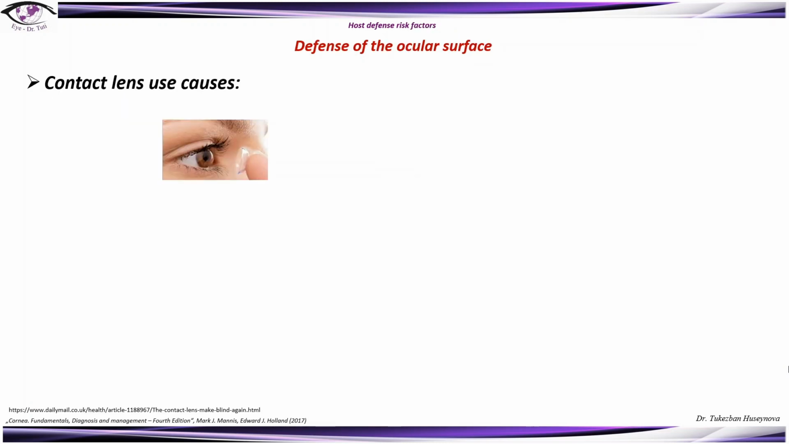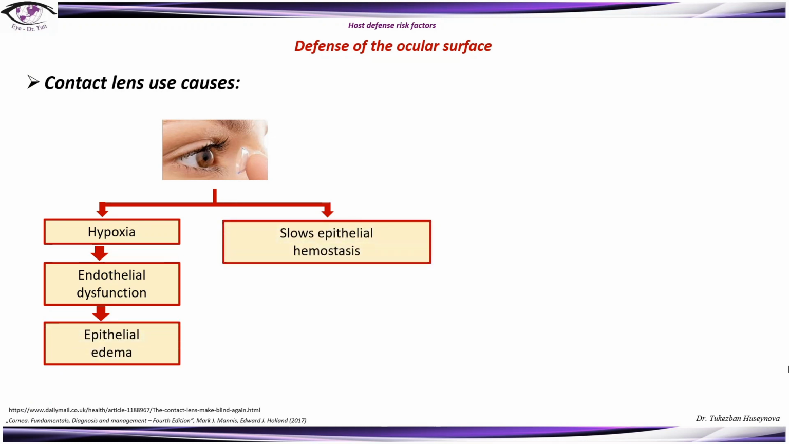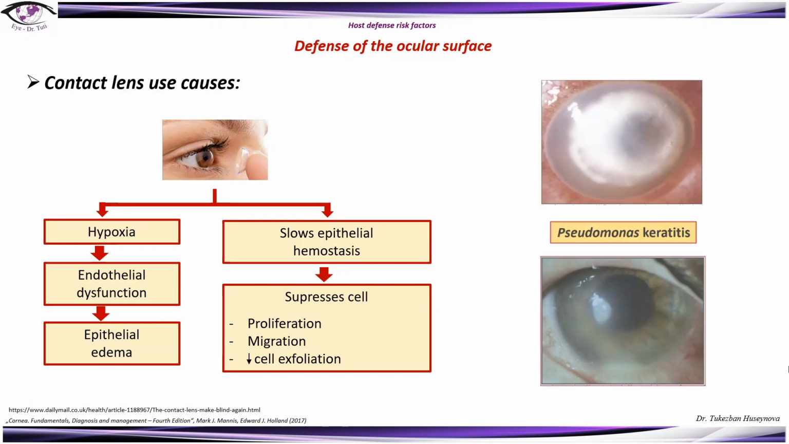A case of contact lens. A contact lens causes hypoxia and changes epithelial homeostasis. Hypoxia will lead to endothelial dysfunction, and this will lead to epithelial edema. Slowing of epithelial homeostasis will suppress proliferation and migration, and will reduce cell exfoliation.